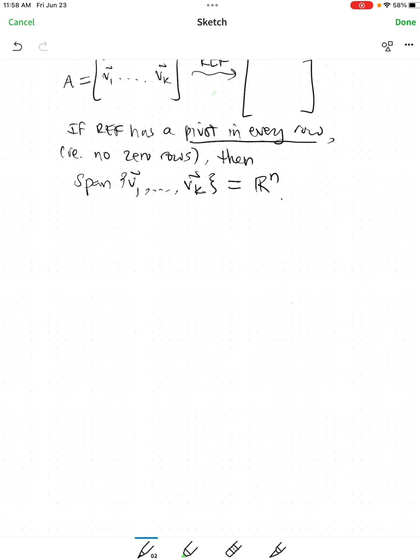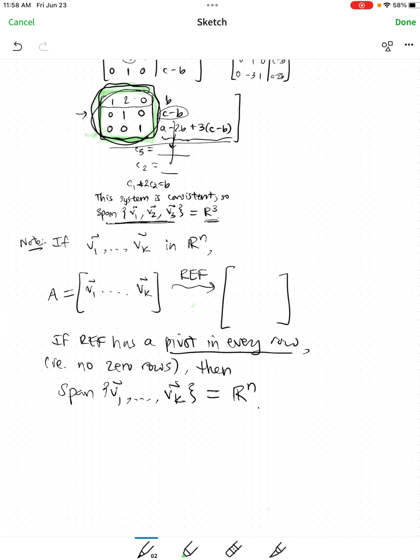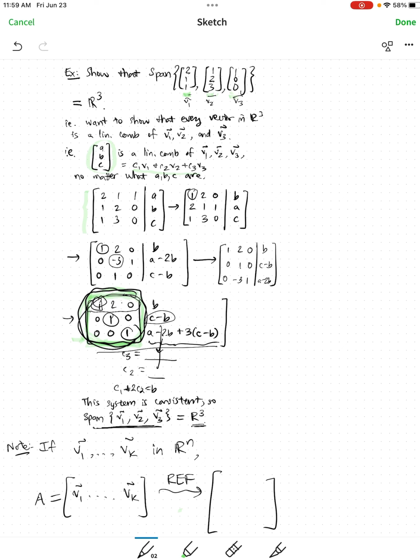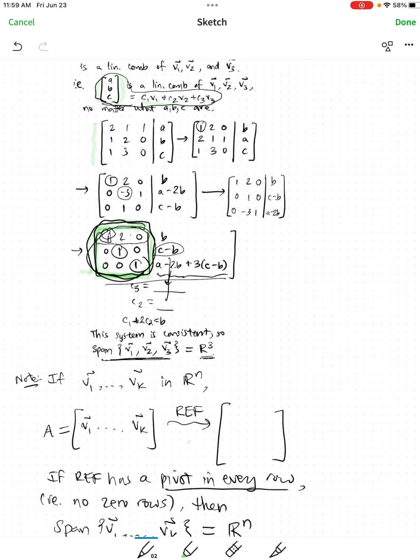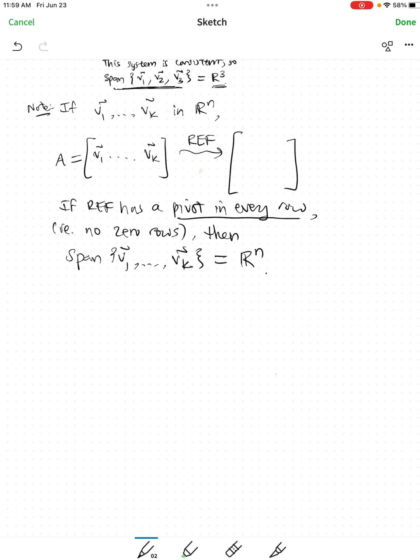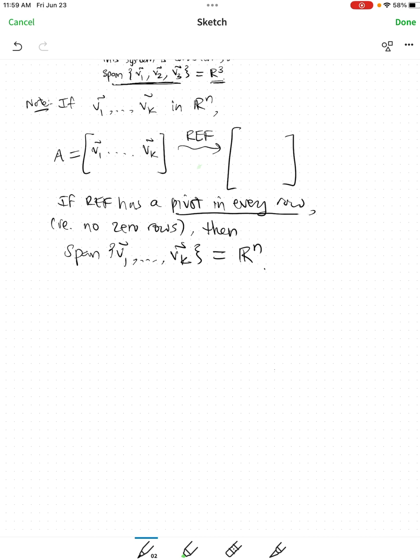And why is that? Well, because of what we just did, right? If you have a pivot in every row, then you're always going to be able to solve the system of equations. At the end, there's always going to be a solution to this equation. You're always going to be able to solve for C1, C2, and C3, and in this general case, for C1 through CK.